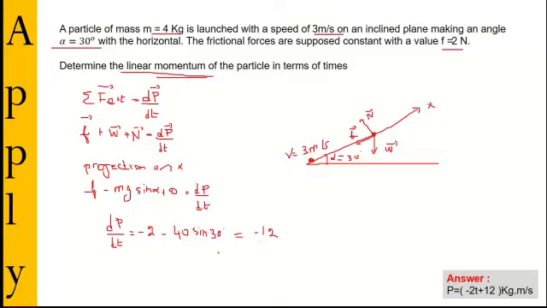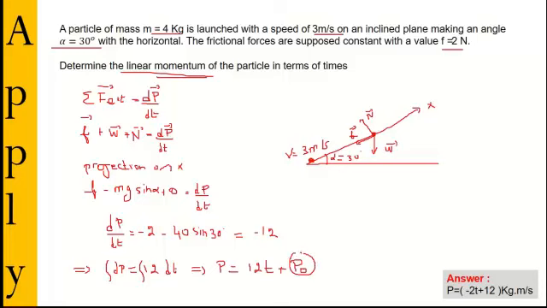Then now the question is to find p. This is dp over dt, so this implies that I can do the antiderivative of both sides, so it will be dp is equal to minus 12 dt. So by antiderivative, we'll have that p is equal to minus 12t plus, we don't forget p0.